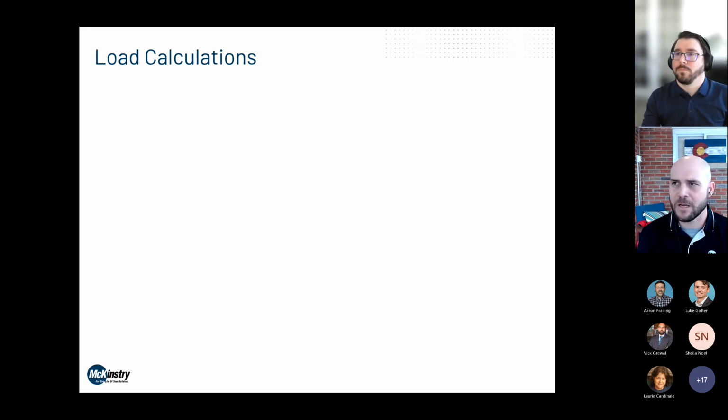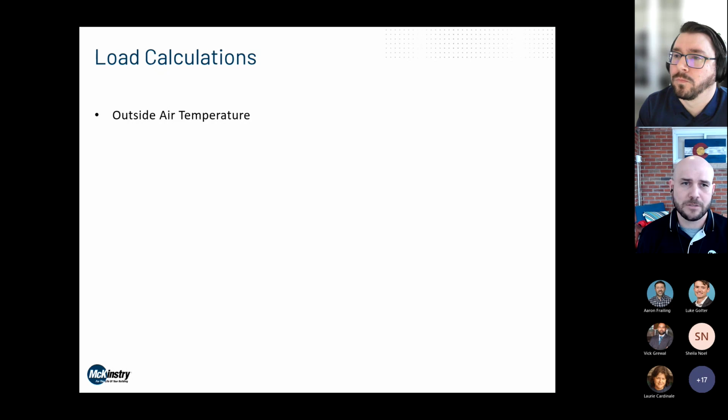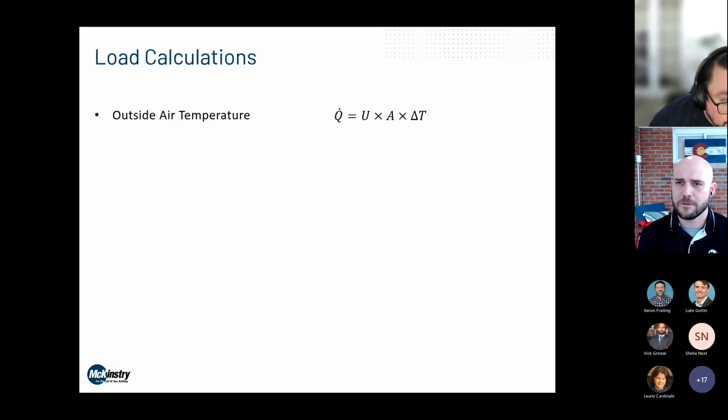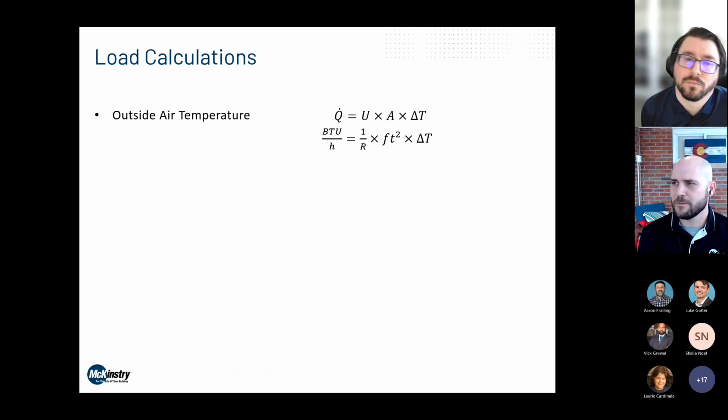So considerations for load calculations are going to be, first and foremost, the outside air condition. And this equation maybe looks more involved than it is, but you've got Q dot, which is the rate of heat being either put into a space or removed from a space. Dot just means it's over time. So that really looks like BTUs per hour.